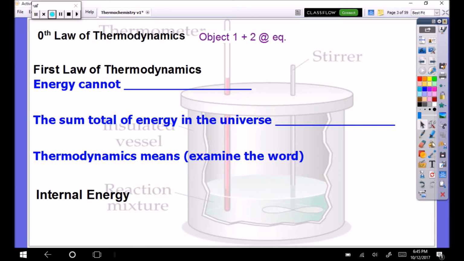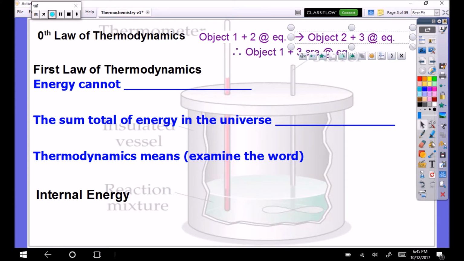But essentially, all it is: if you have two objects in contact with each other and they reach equilibrium, and then you take one of those objects, say object 2, and put it in contact with a third object, and then they reach equilibrium, essentially what this means is that all of them are at equilibrium. So it's basically a simpler term for a transitive property, right? The energy is conserved, etc., etc.